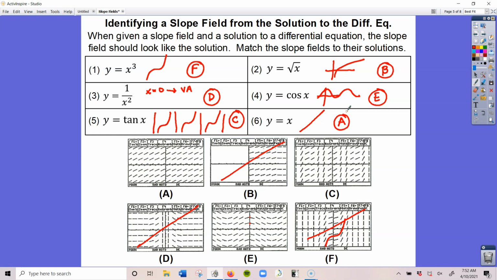So that's basically everything that you're expected to be able to do on the AP exam: sketch a slope field, sketch the particular solution, identify a slope field from the differential equation, and identify the slope field from the solution.